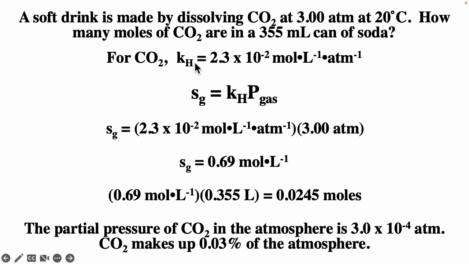And so for CO2, we have the constant as 2.3 times 10 to the minus 2 moles per liter per atmosphere. And so we can use the Henry's law equation here. This is the constant, this is the partial pressure, and so that gives us the solubility, which is the moles per liter. Now, 355 milliliters is the same as 0.355 liters. And so that tells us how many moles of CO2 is actually in a can of soda pop.